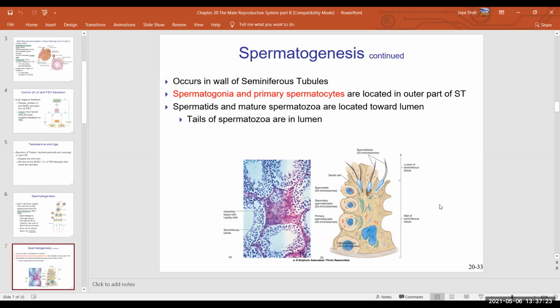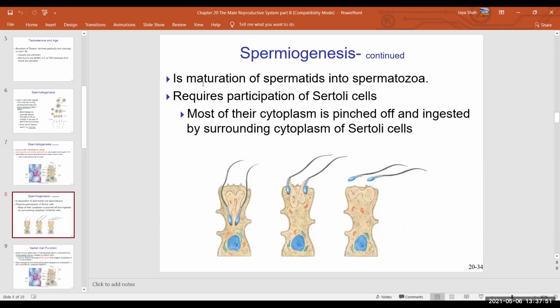So you see, here is the cytoplasm of the spermatids. The tail is coming out, and then you see the whole cytoplasm is pinched inside, and then the sperm is coming outside. Okay. Here is spermiogenesis.